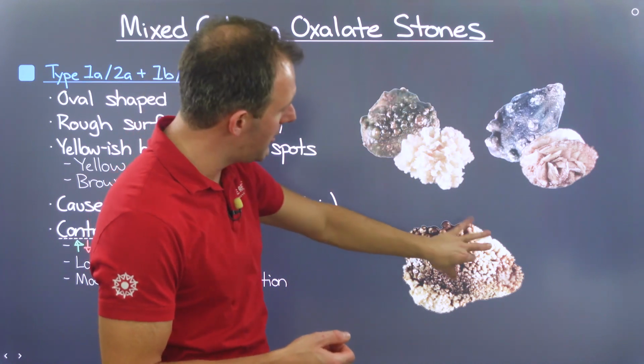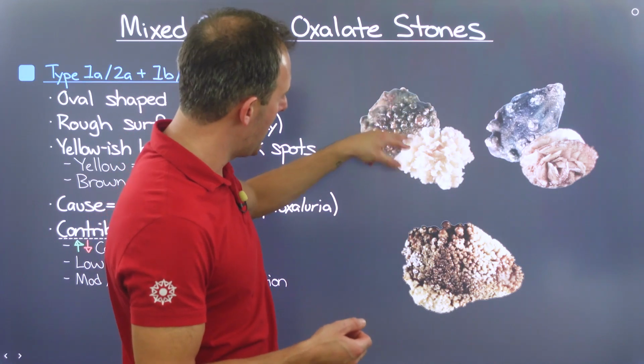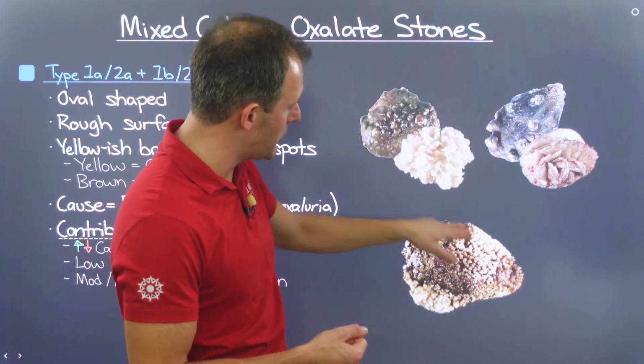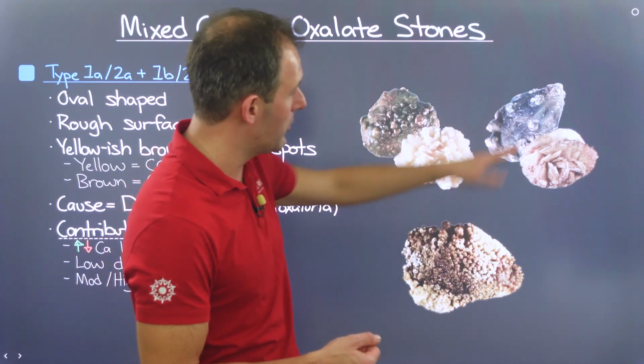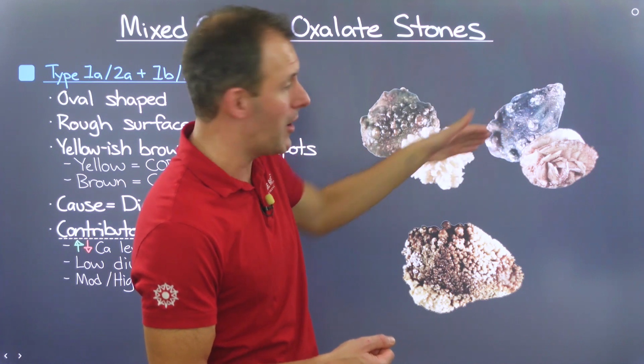So again, we're seeing a little bit of the spikiness and kind of that budding that you see on monohydrate type stones. And then from an interior perspective, we get to see a little bit of the shape here, which is more common with this type 2B monohydrate stone.